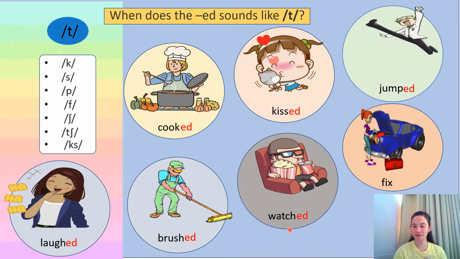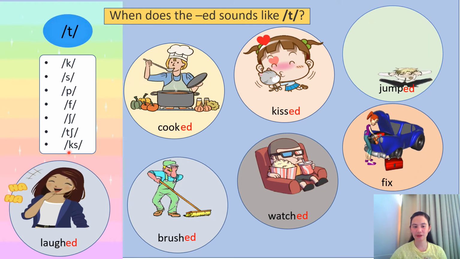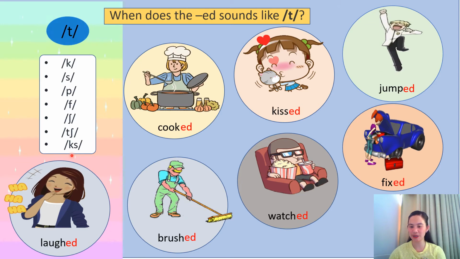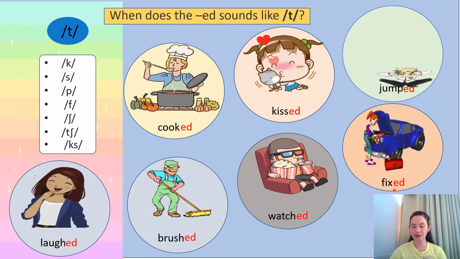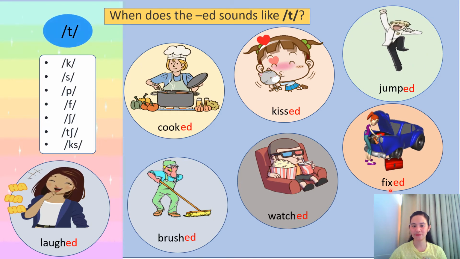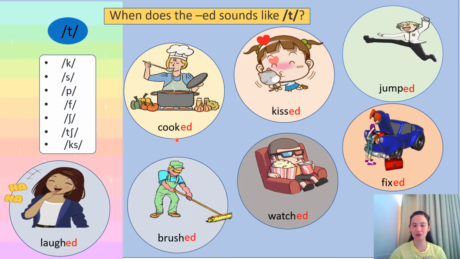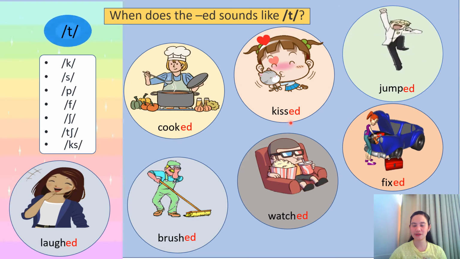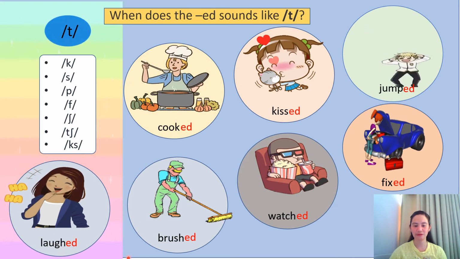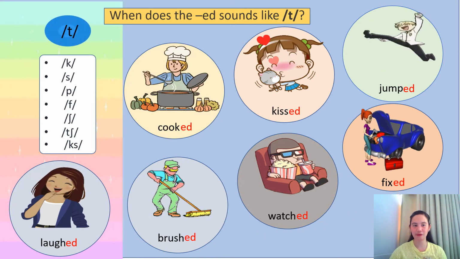Next word, fix. You can hear the sound of x at the end of the word. So if we put ed at the end, the ed sounds like t, so we're going to read the word as fixed. Let's read again all the words. You can follow after me. Cooked, kissed, jumped, laughed, brushed, watched, fixed.